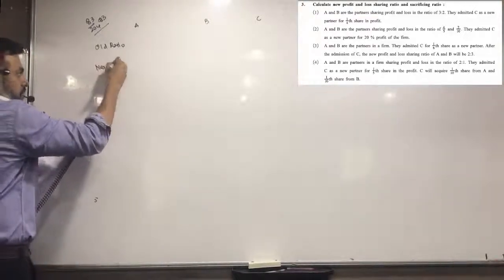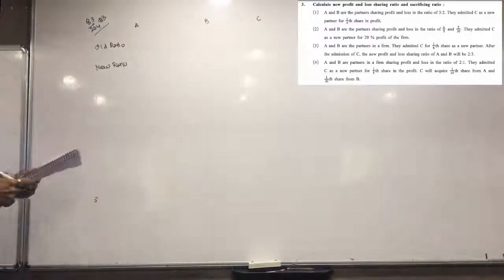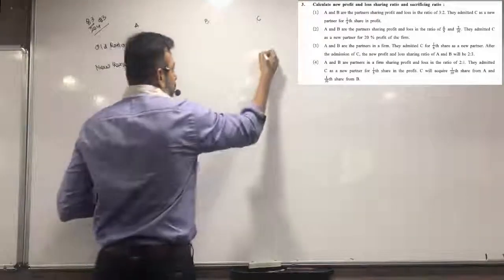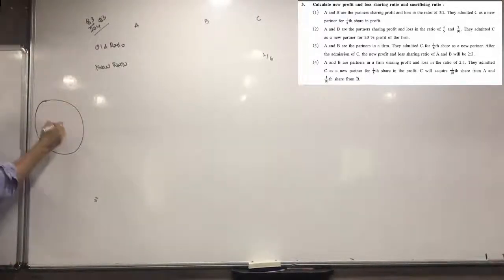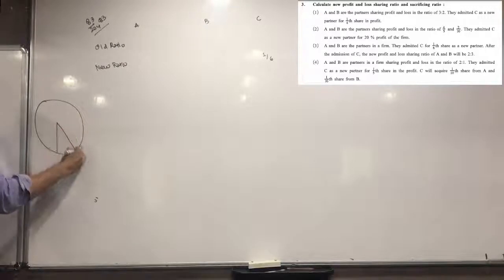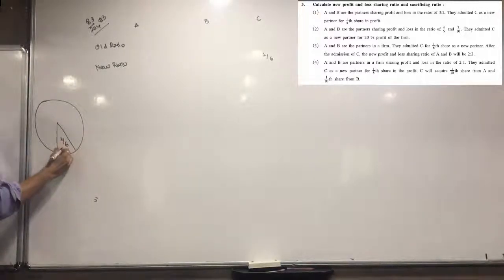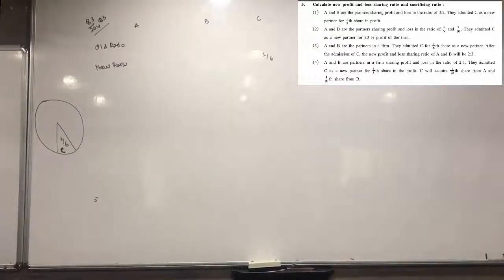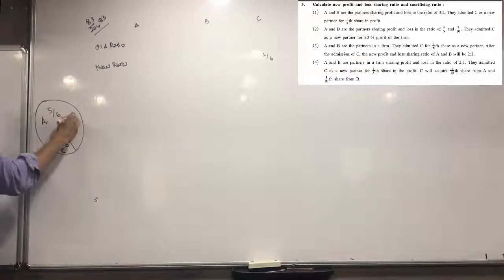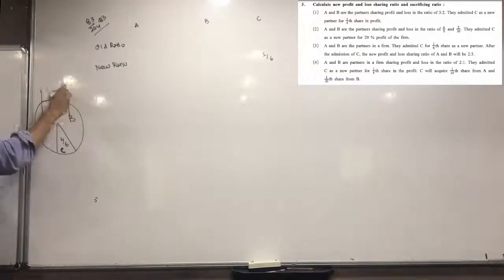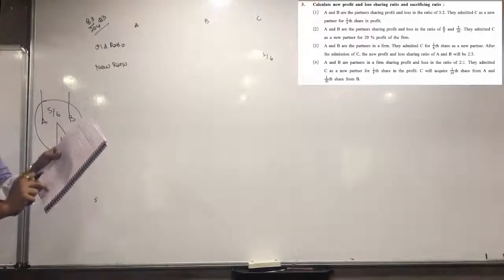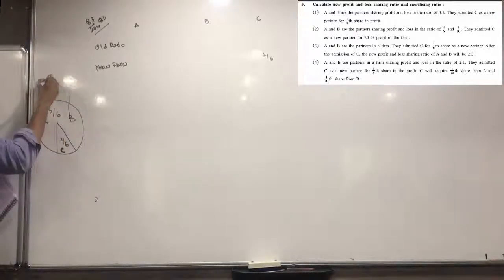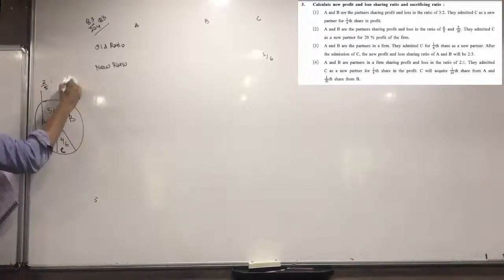Now, in the new ratio, how much does C get? 1 by 6. Now, pay attention. 1 by 6 portion goes to C, so what is left? 5 by 6. This should go to A and B. Now in what ratio? It is given over here: the new profit loss sharing ratio of A and B will be 2 is to 3. So 2 by 5 and 3 by 5.